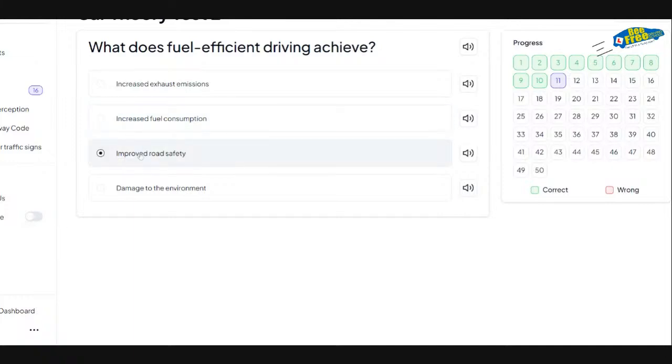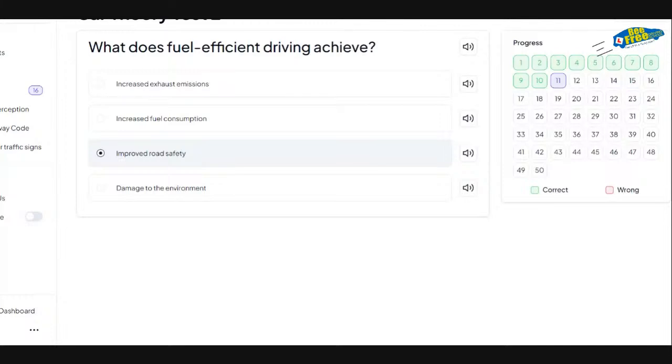Oh, hold on. What does it achieve? Hold on a minute. I need to reread that. Sometimes with the questions, it's how they're written as to what they actually mean. So I'm going to reread the question. What does fuel-efficient driving achieve? Does it increase exhaust emissions? No. Does it increase fuel consumption? No, it doesn't. Does it improve road safety?